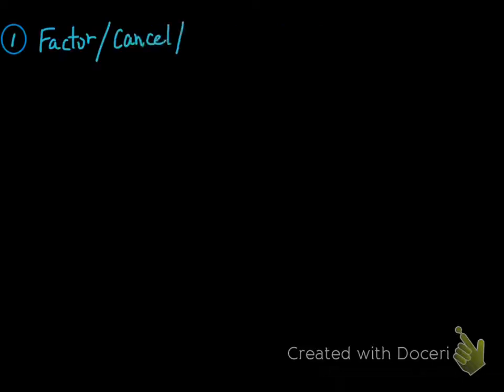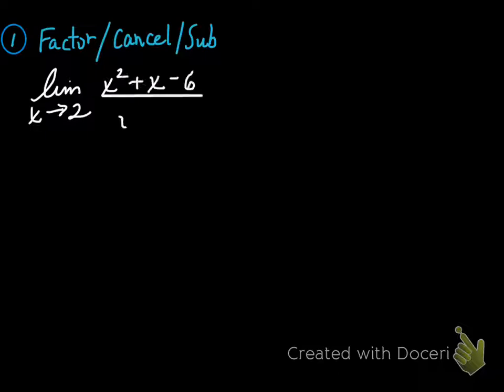This is the factor, cancel, and substitute type of problem. We're evaluating the limit as x approaches 2 of x squared plus x minus 6 all over x squared minus 4. We can see immediately that if I attempt to directly substitute in the value, I have a problem on the bottom, because 2 squared is 4 and 4 minus 4 is 0. I can't divide by 0, so I have to figure out how to get rid of that problem child.